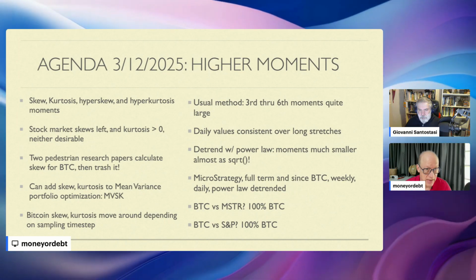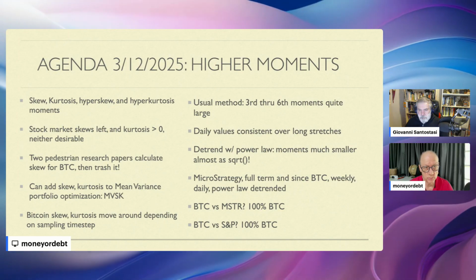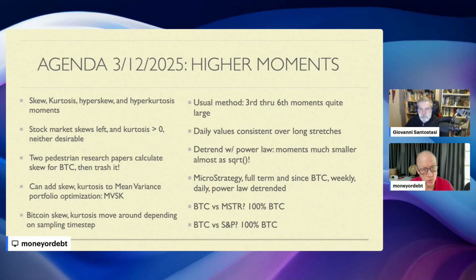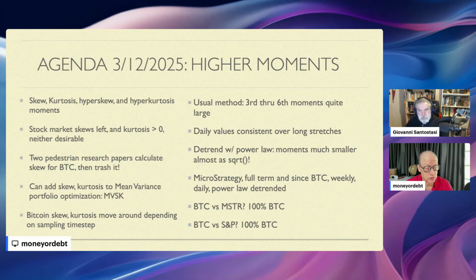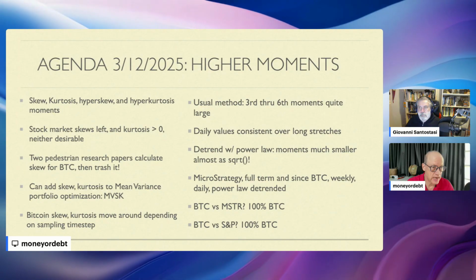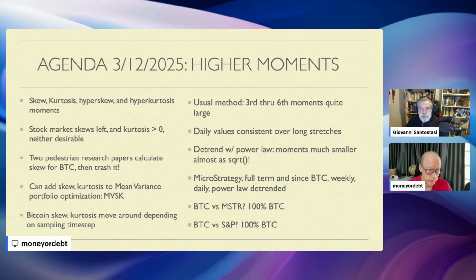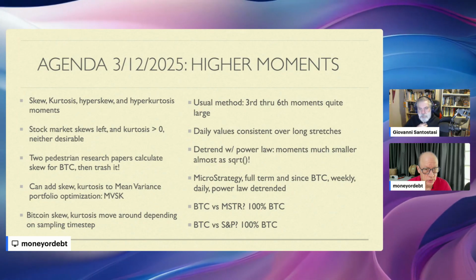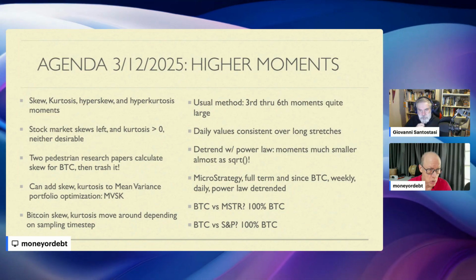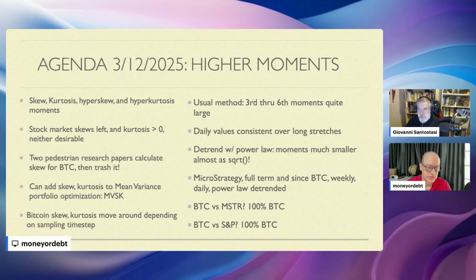When I apply the usual method to a much longer time series, really the full price history, as they used a truncated price history, then I find that the third through sixth moments are quite large. The skew up through the hyperkurtosis are quite large. But with daily time steps, the values are pretty consistent over long stretches of time. And they do gradually change. They tend to increase with time, but it's a fairly flat trend in the longer stretches of the history. But very important, then what we do is we detrend with the power law. And what we find is that the moments are drastically smaller. In fact, they're almost smaller by the square root of the moments that you find with the usual method.